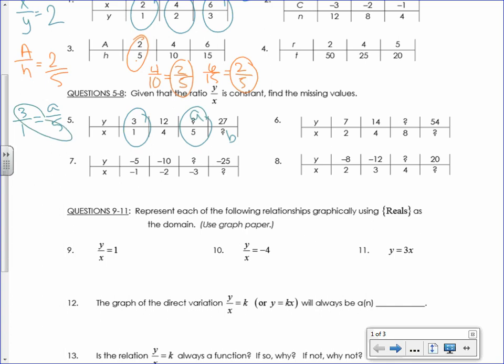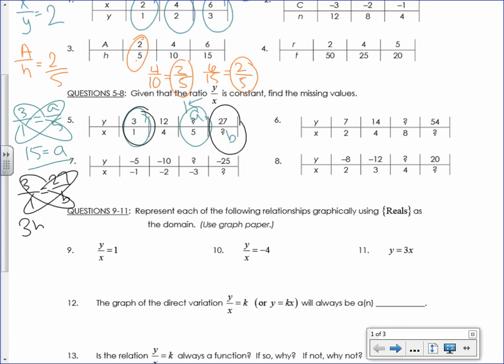Cross multiply, 15 is equal to A. So that's what goes here. Same thing for over here. If I do 3 over 1, that should be the same thing as if I do 27 over B. Cross multiply, 3b is equal to 27, or b is equal to 9.